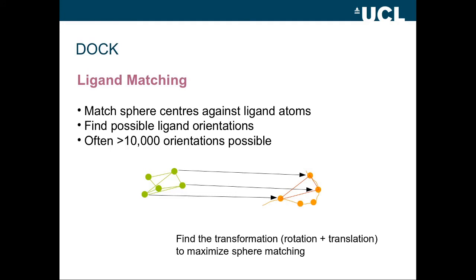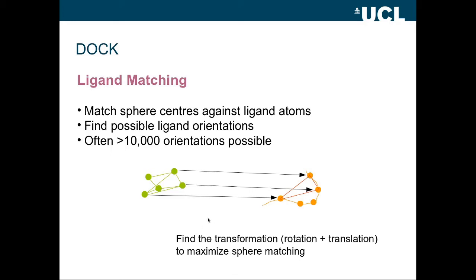So essentially what we need to do is be able to match those sphere centres against the ligand atoms. And it may be that not all of the ligand atoms are relevant. So this is a kind of graph matching problem and allows us to find possible ligand orientations. And often there will be more than 10,000 orientations possible for a single ligand in a single conformation.